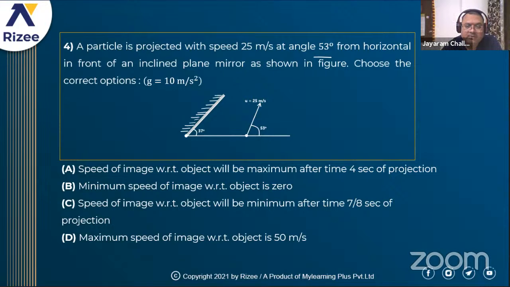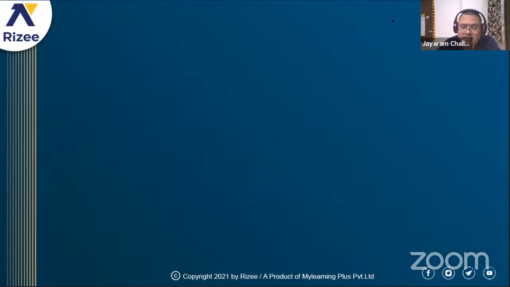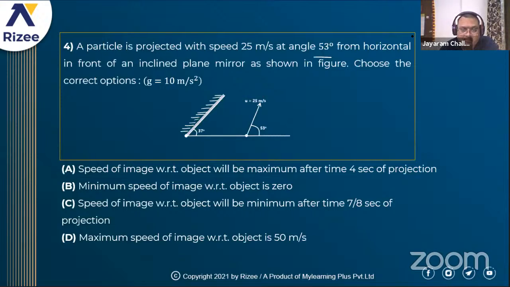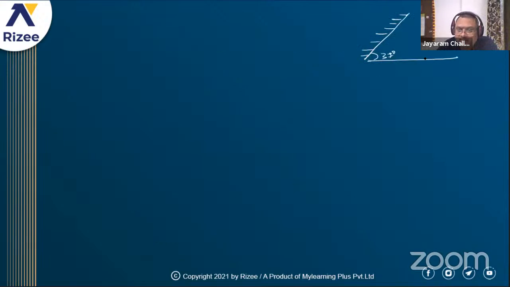So, if I try to redraw the same diagram here, this is our mirror, which has been arranged at an angle of 37 degrees to the horizontal. This angle is 37 degrees to the horizontal, and there is another one. This particular point is projected at an angle of 53 degrees, and the velocity is 25 meters per second, with which it is traveling.